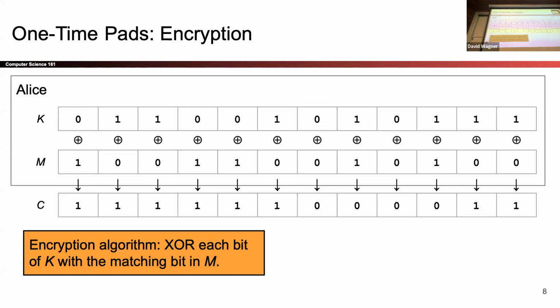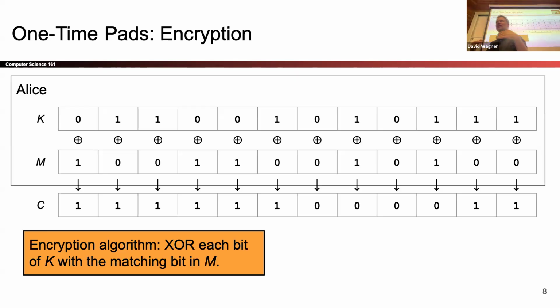You XOR the C and K. If I take C and I XOR the key with C, you'll get back the message. Look at the first bit position. C is 1, the key was 0. 1 XOR 0, I get back 1, and that was indeed the first bit of the message.